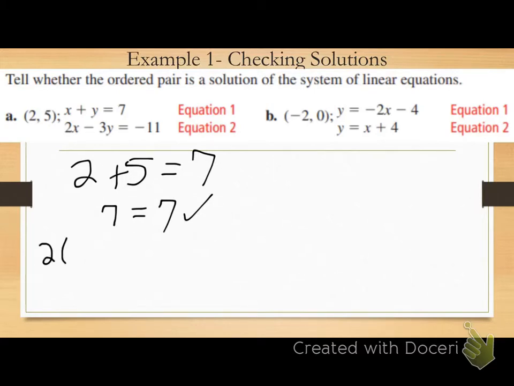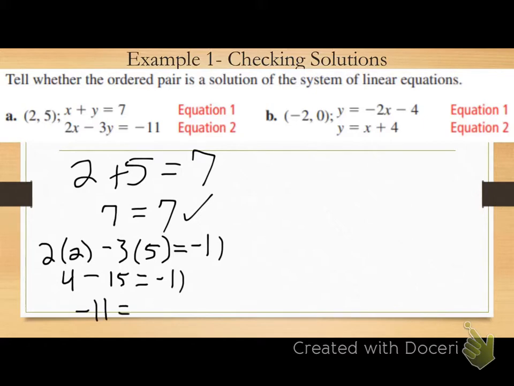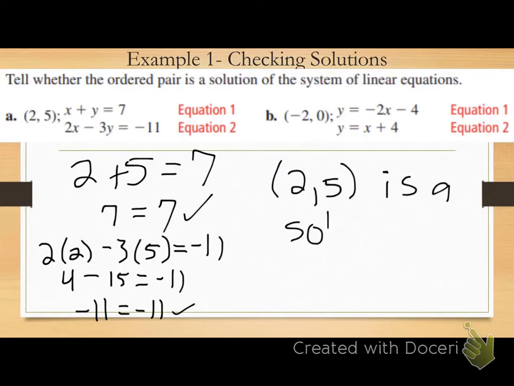So replace my x with 2 once again. Replace my y with 5. We're working down both sides. 2 times 2, 4. Negative 3 times 5, negative 15. 4 minus 15, negative 11. Does negative 11 equal negative 11? It does. So is this a solution to my system of equations? Yes. I can conclude that (2, 5) is a solution of the system.